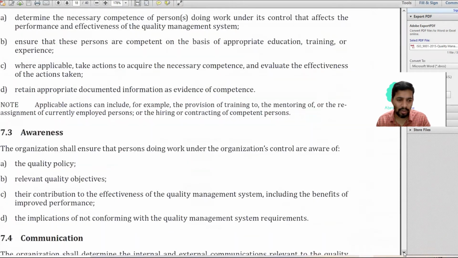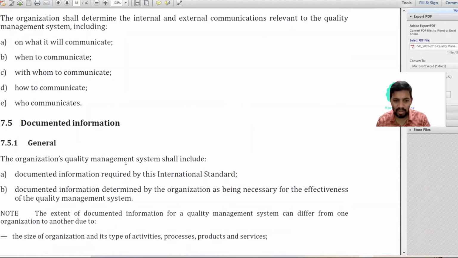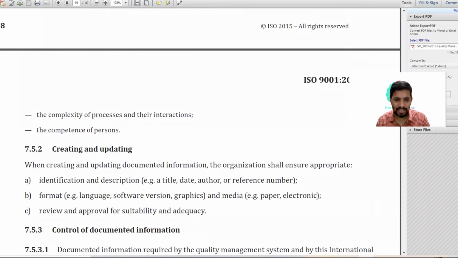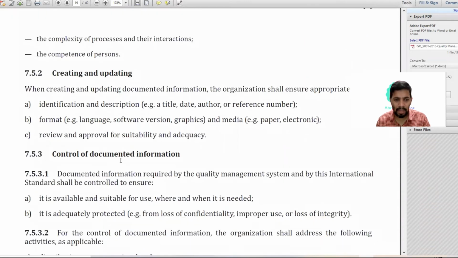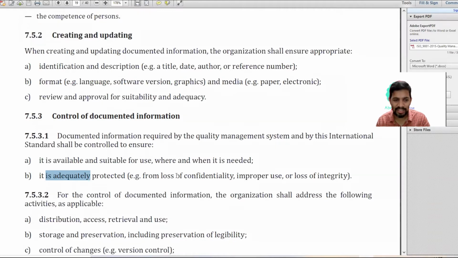So I'm just going to 7.5. Okay, 7.5. So all these are actually there, right? So we need to have documentation, creating and updating. And then you also have something called the control of documented information, right? So adequately protected, and it is available where it is needed, and all that.